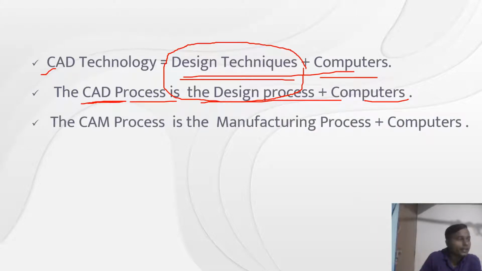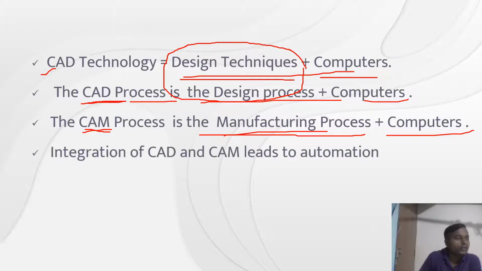Similarly, we are taking CAM. CAM is nothing but a manufacturing process. After the finalization of the component, we finalize the analysis, which we carry out in the CAD. After that, the manufacturing process is carried out with the help of CAM. It is the manufacturing process plus computers. We are using the computer for the manufacturing process, and both of these are integrated or combined with each other.